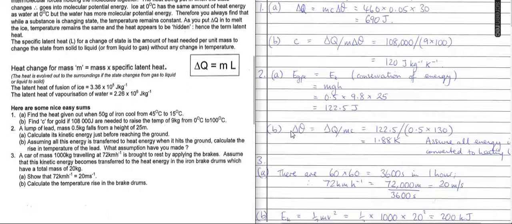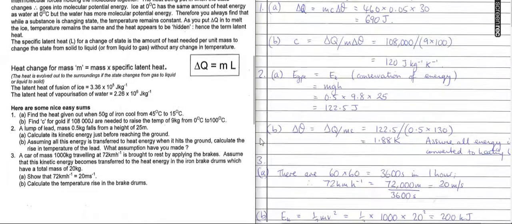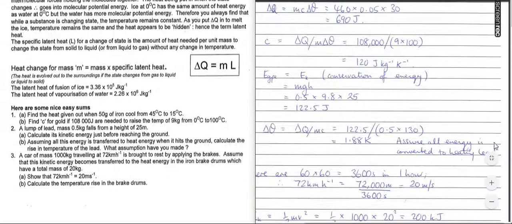So, first of all, we have to consider which formula we're going to use. So we rearrange the formula for specific heat capacity. So we use delta theta equals delta Q divided by MC. Substitute in, we get 122.5 divided by 0.5 multiplied by 30. This gives us 1.88 Kelvin. So this is the temperature change.